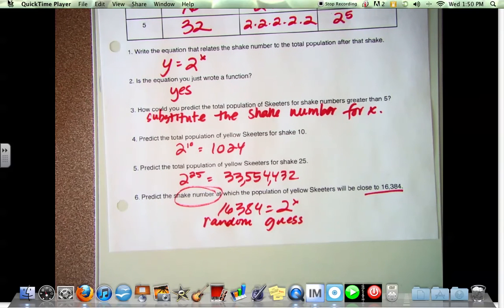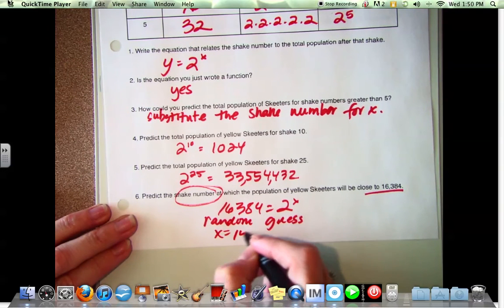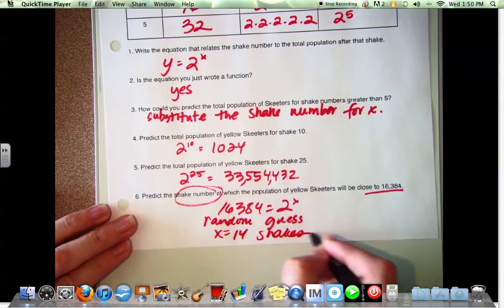All right, so you know that it's greater than what exponent? 10, and then less than 25. Yes. Split it out of the middle. Go. 15. 18. 15. 26. It's 2 to the 14.